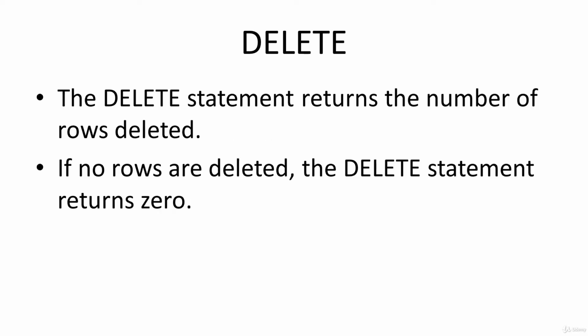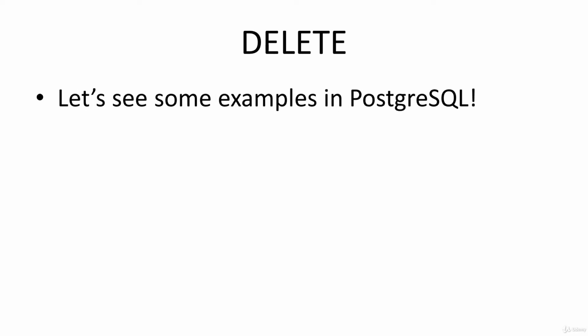So, continuing on, the delete statement returns the number of rows deleted. If no rows are deleted, the delete statement is just going to return a 0. So you'll know how many rows were deleted after you run your delete statement. So let's see some examples in PostgreSQL.